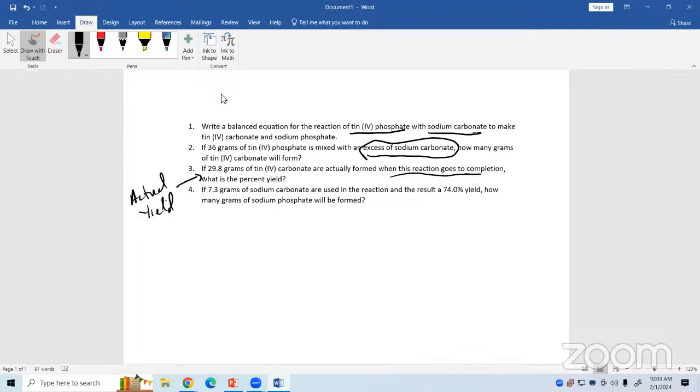So the equation that we balanced earlier is Sn3(PO4)4 plus 6Na2CO3 to give 3Sn(CO3)2 plus 4Na3PO4. Okay, so that's a balanced equation.